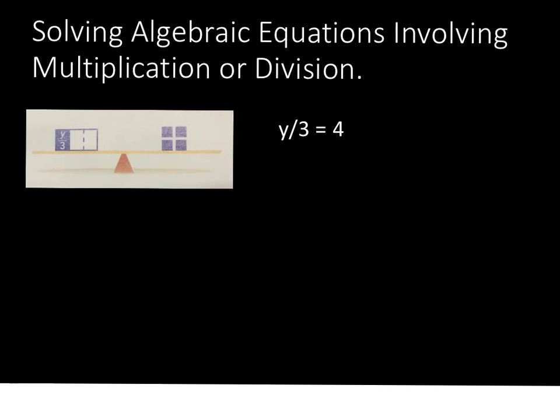Alright, and again, the same way with division. We have y, which is something, and we're going to divide it by 3. And we're saying that that's equal to 4. So what I'm going to do is multiply by 3. And that gives me y equals, but then I need to multiply by 3 here. And 4 times 3 is 12. So again, if I were to substitute, 12 divided by 3 is equal to 4.